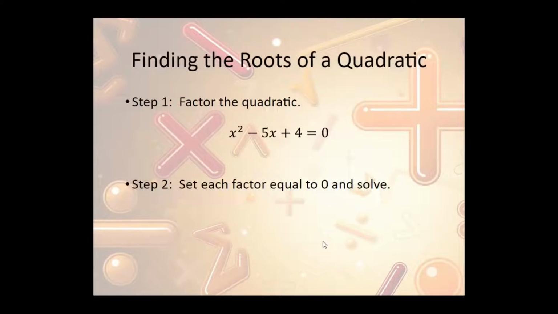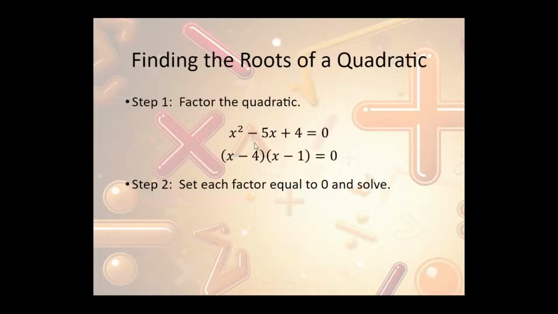So how do we find the roots of a quadratic? Well, the first step is to factor the quadratic. Factor it any way you can, and then solve for the roots. So when we get here, we have x squared minus 5x plus 4. We would use our magic x, and once we do that, we should see that x minus 4 times x minus 1 is equal to 0.